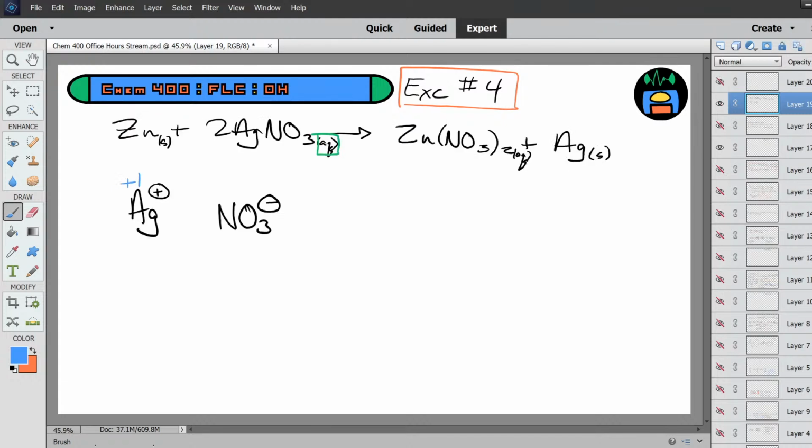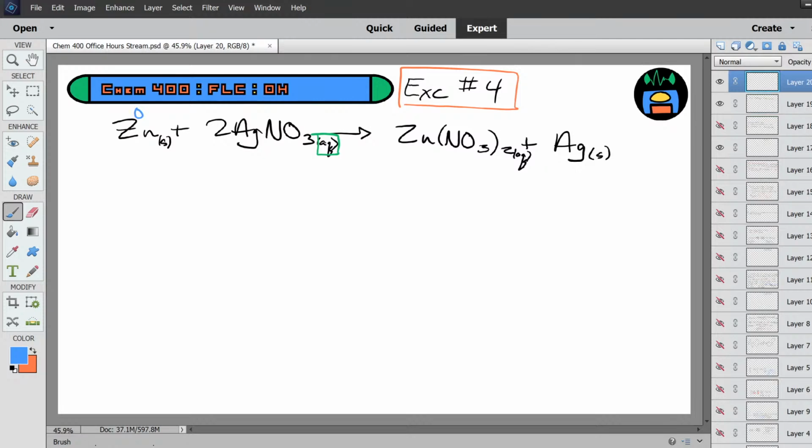Oh man, I messed it up already. Hang on. Okay. That sorts that out. Zinc is 0.